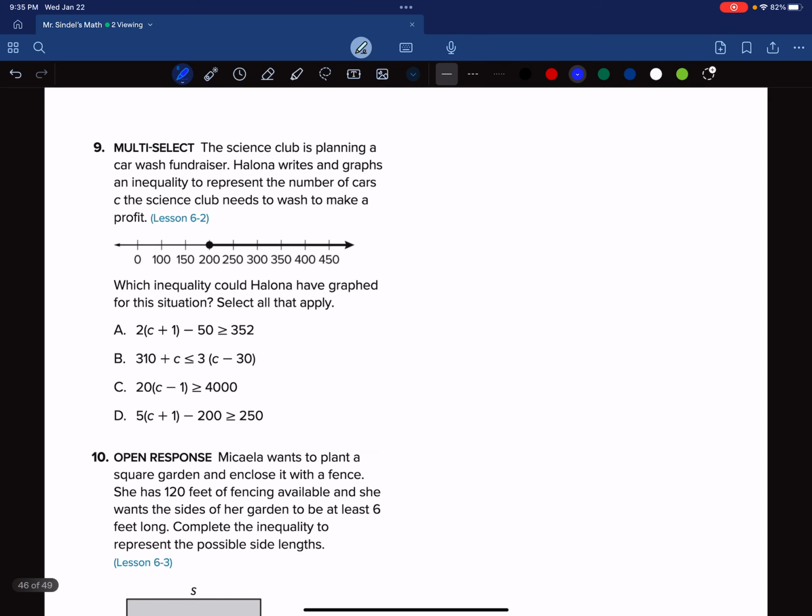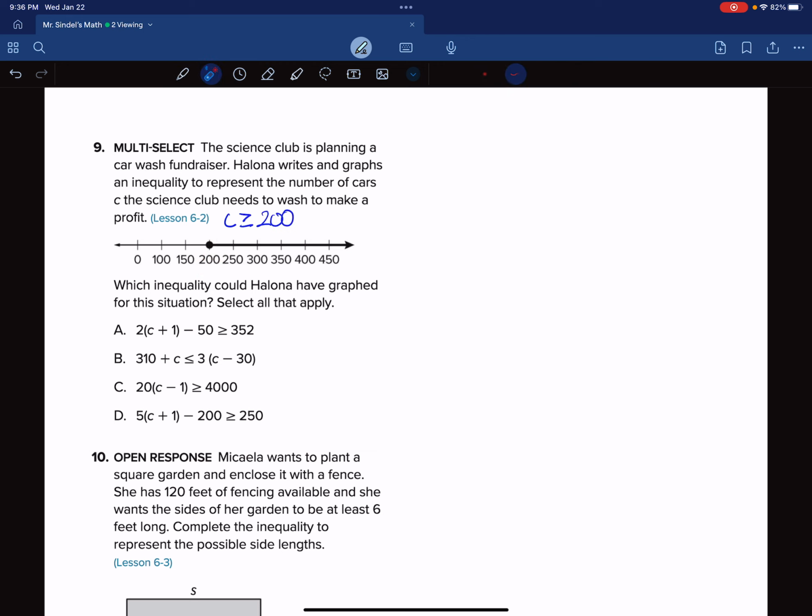Moving on to number 9. All right, the Science Club is planning a car wash fundraiser. Halona, I guess, writes and graphs an inequality to represent the number of cars C the Science Club needs to wash to make a profit. Okay, I see. If I were saying this, I would say C, the variable, has to be greater than or equal to, because it's a closed point, so there is an equal to, 200. So that's what I'm after.